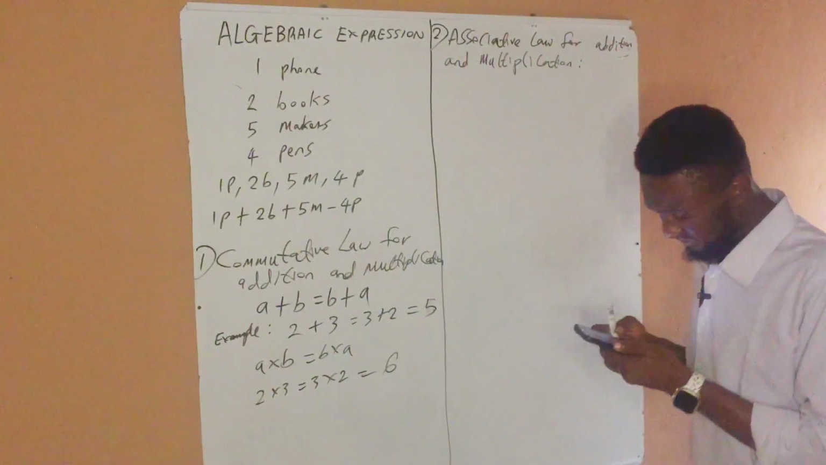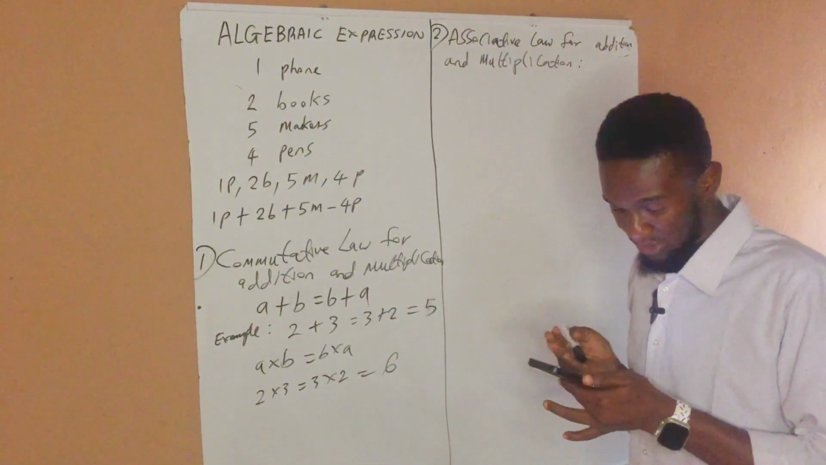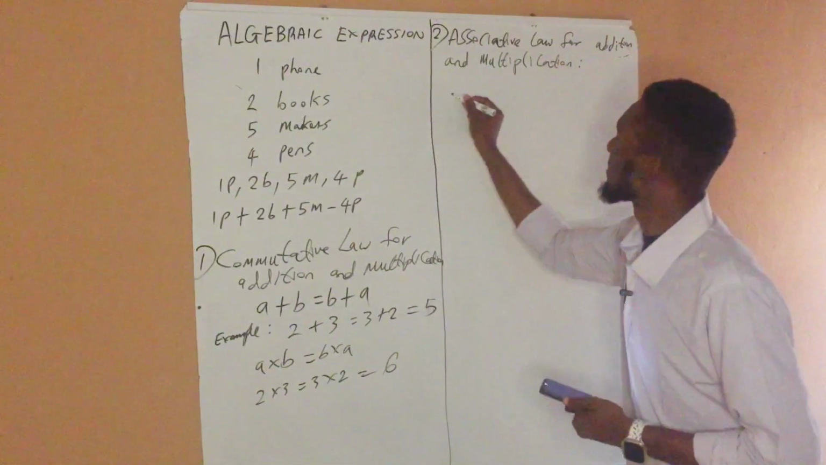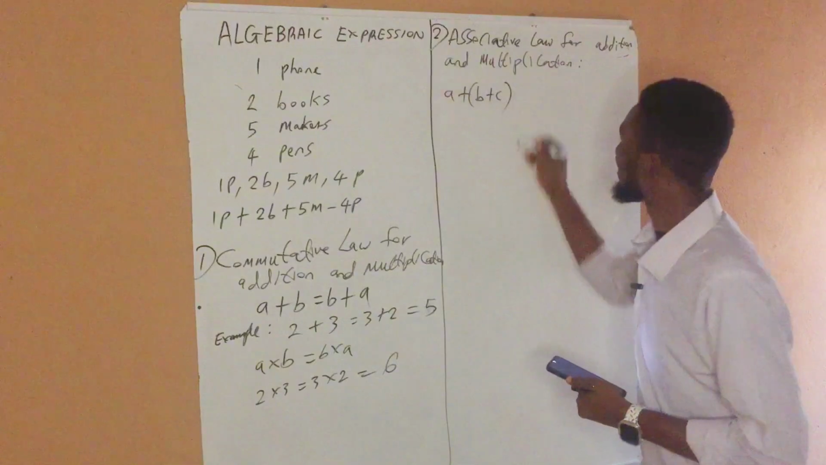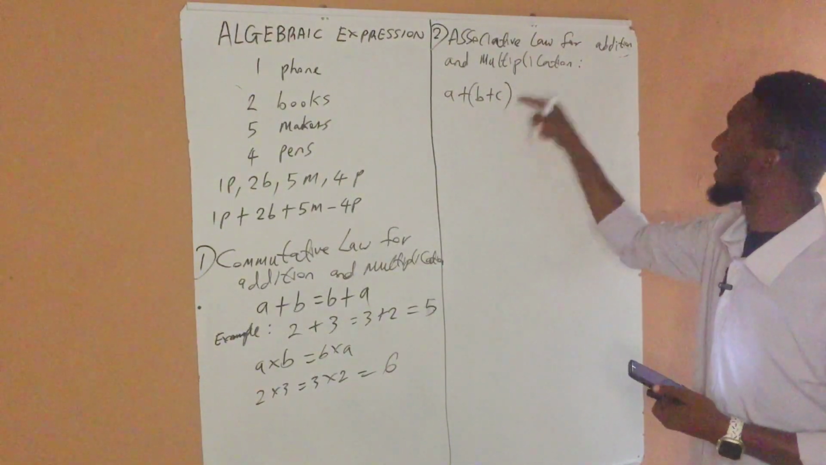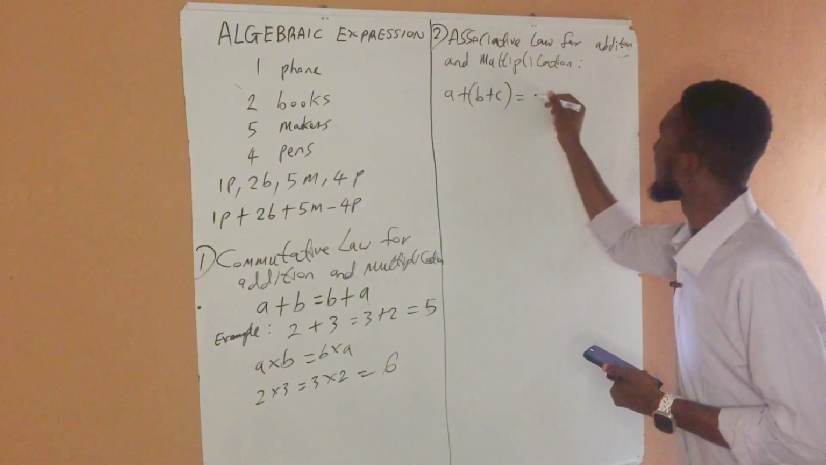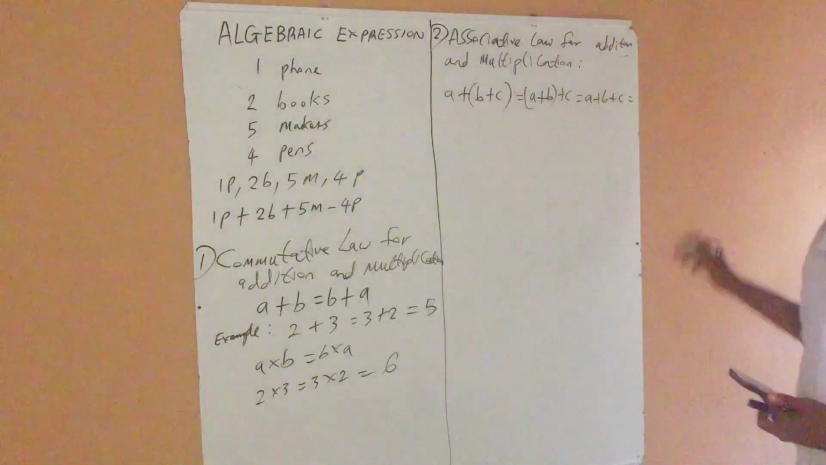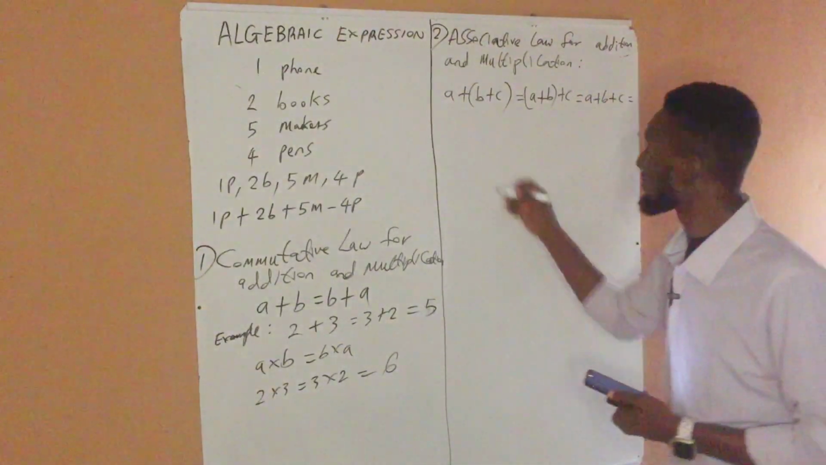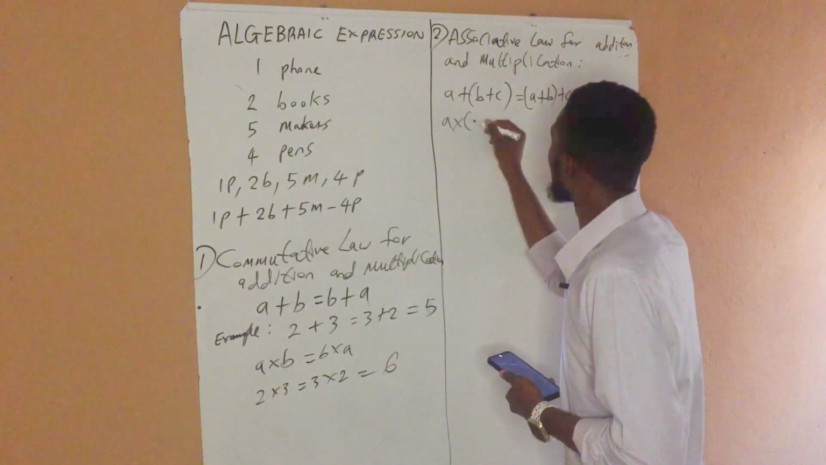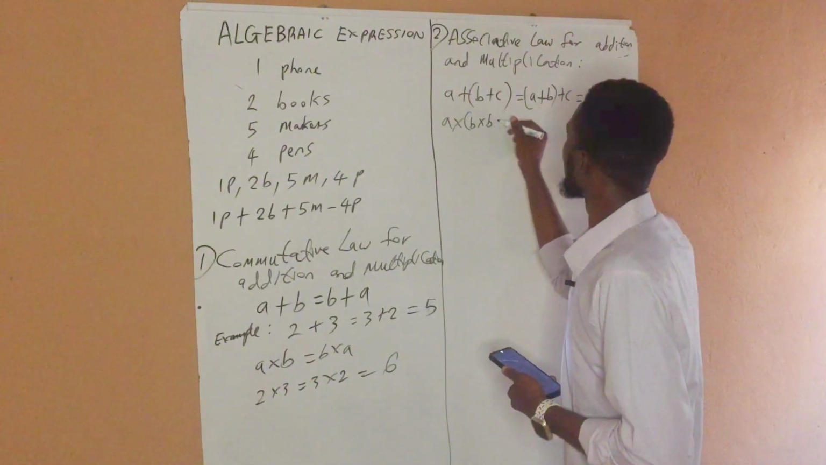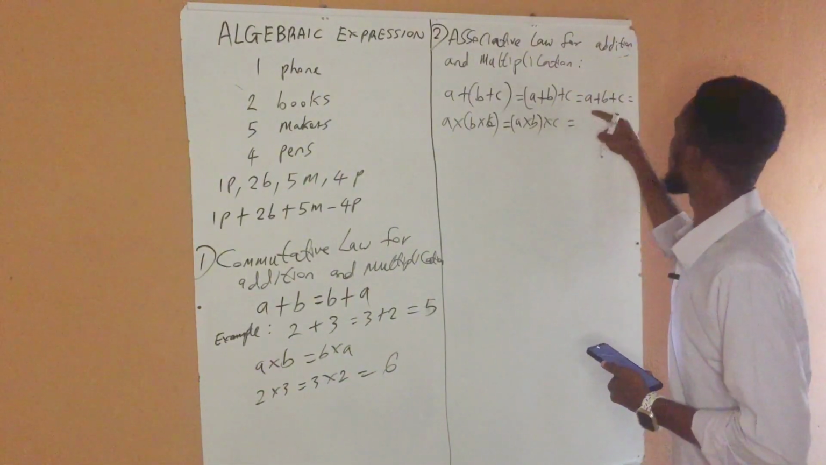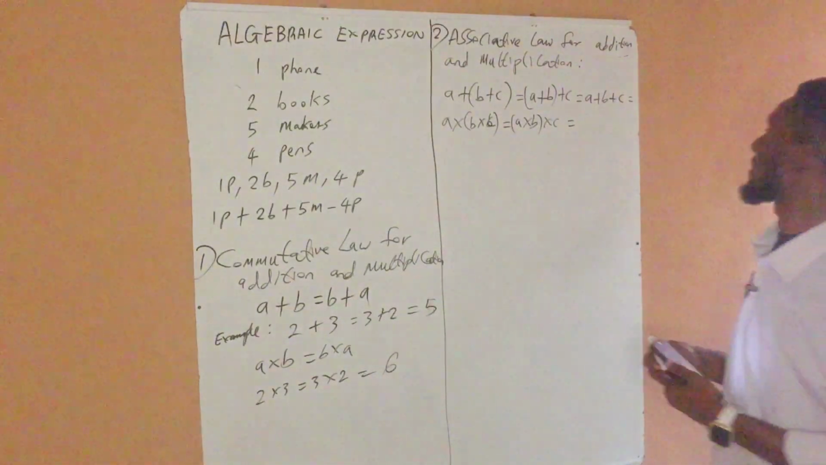Now, this law states that the way two numbers are associated under the operation of addition or multiplication does not affect the result. This is simply saying that if you have something like a plus, in brackets, b plus c, the way they are associated does not affect the result. If you have a plus b in brackets, plus c, it will still give you the same thing. And for multiplication, if you have a times b times c, and you have a times b in brackets times c, it will still give you the same thing. It will not affect the result. This is what this law is talking about.